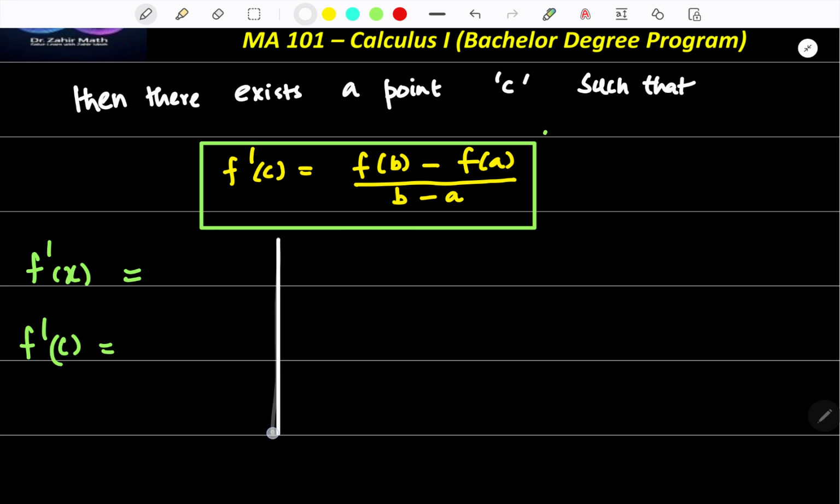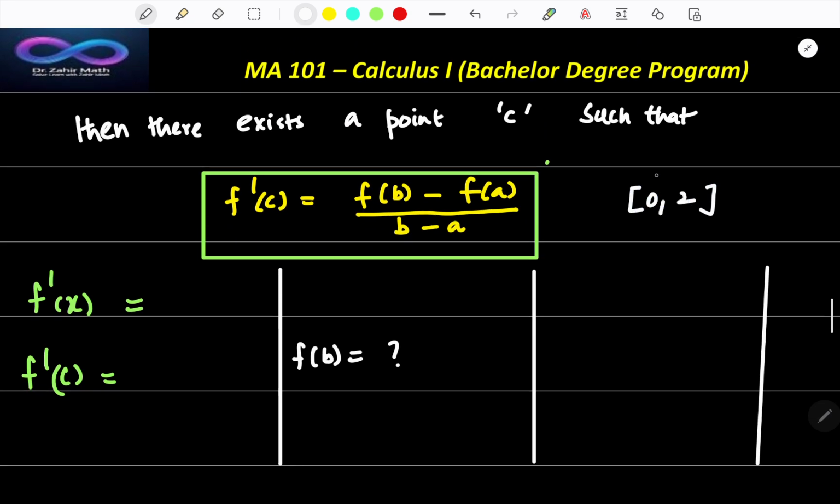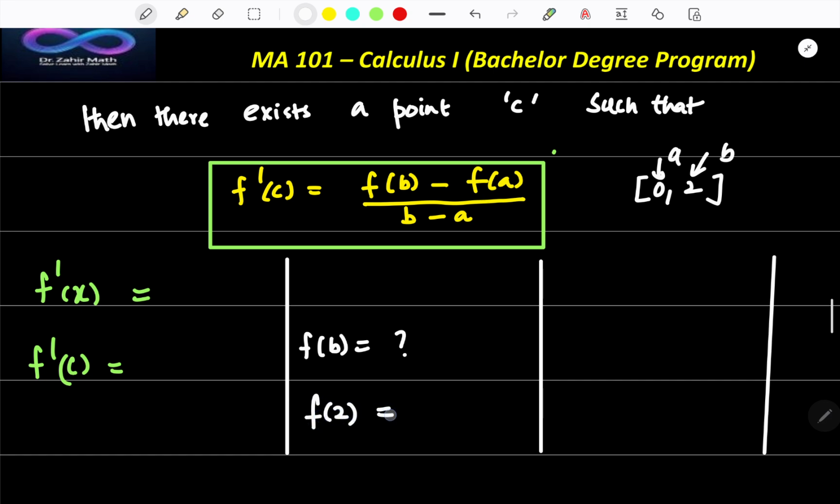So there is a table here and there is a table here. Okay. And then this here. Okay. Right. So I want f of b, right? So what is your b? The interval is 0 comma 2. So this is your 0 comma 2. This is your a. I said this is your b. So this is f of 2 I want. And f of a I want. Right? What is your f of a? F of 0.